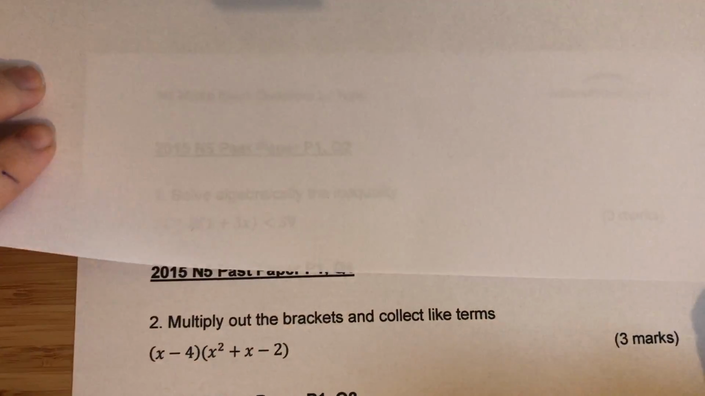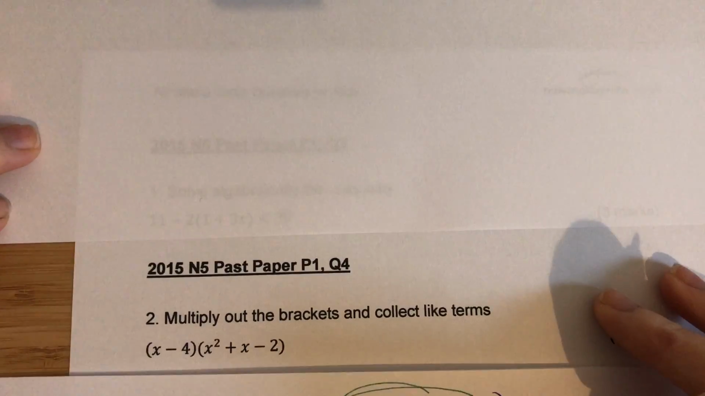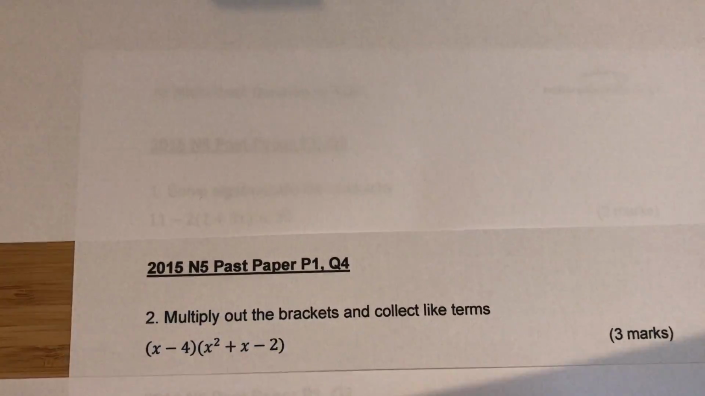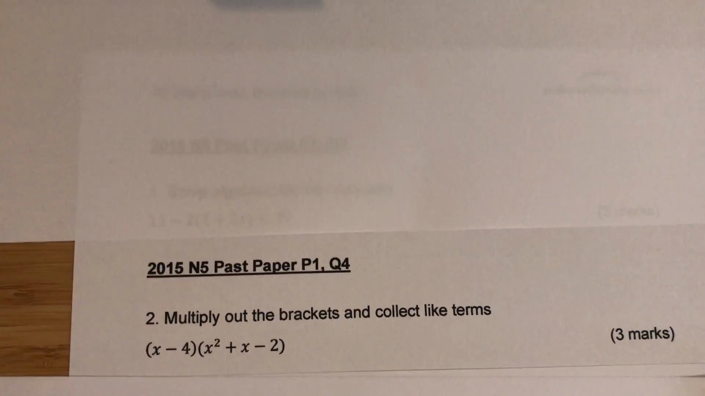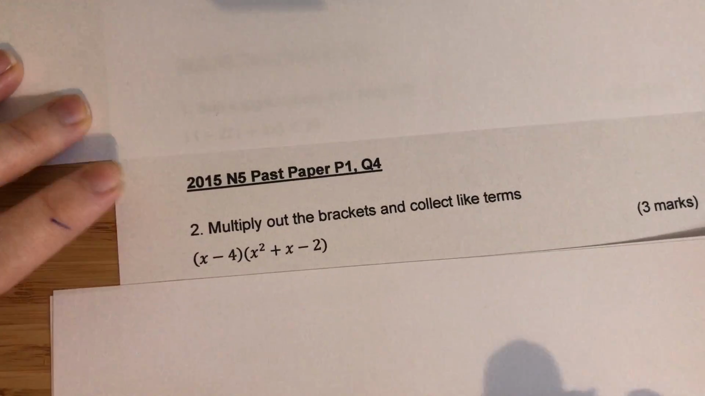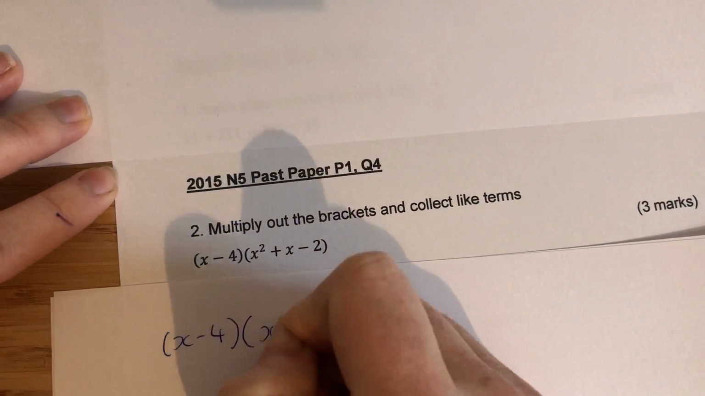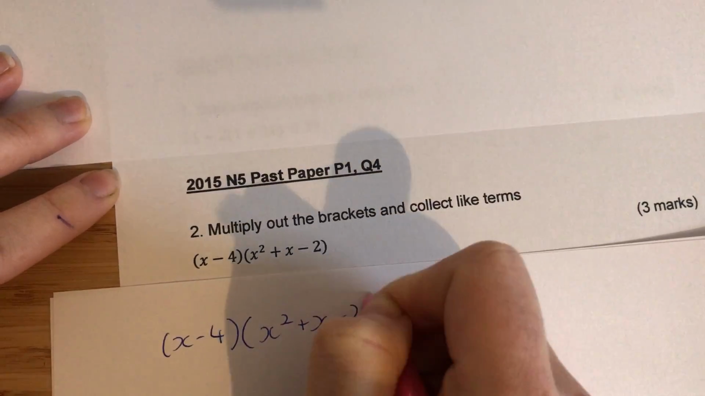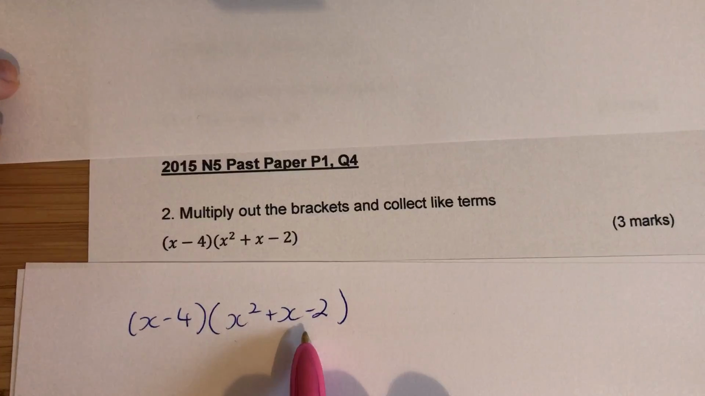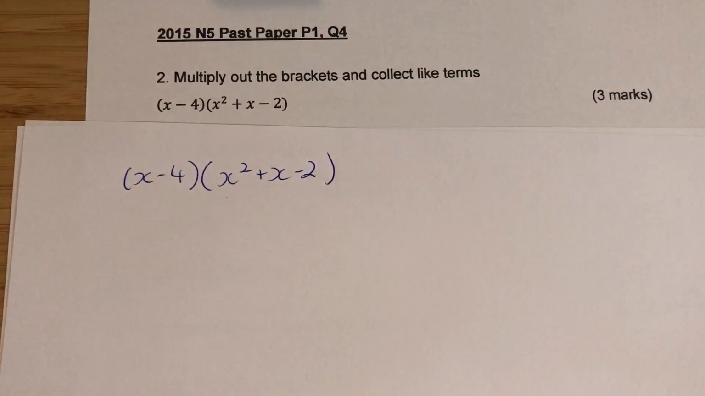All right, let's look at another past paper question. I'm going to look here at the 2015 National 5 past paper, paper 1, question 4. So multiply out the brackets and collect like terms. Again, I'm going to write it out on my own piece of paper. So we've got x minus 4 multiplied by x squared plus x minus 2. You'll see that in this one there are more terms in the second bracket, but it's exactly the same process. So I'll just hide that one at the top. It's exactly the same process.